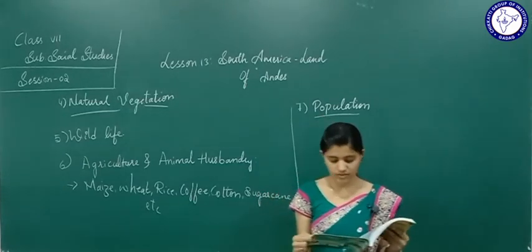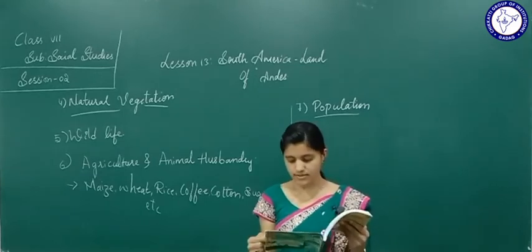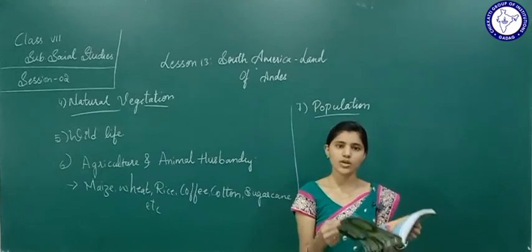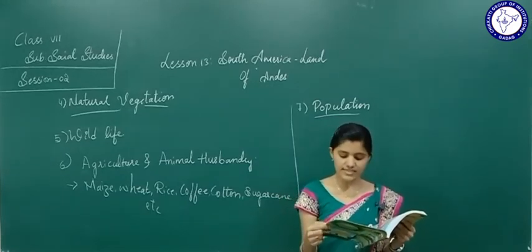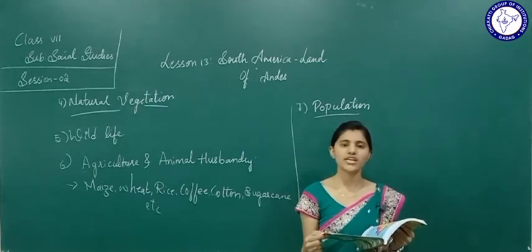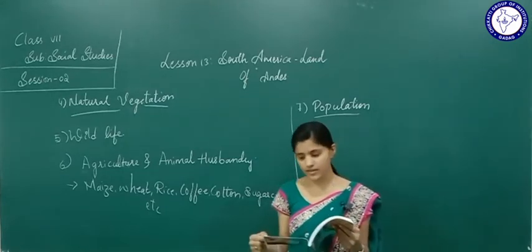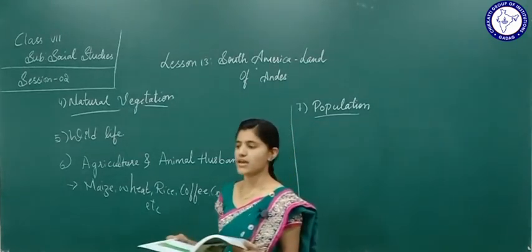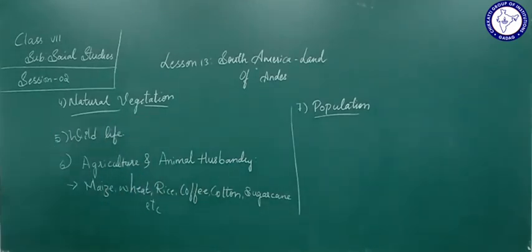Therefore, the rate of natural increase of population in South America is higher than the world's average. Since the death rate in South America is less, there is a natural increase of population in South America that is higher compared to the world's average. This is about the population of South America.